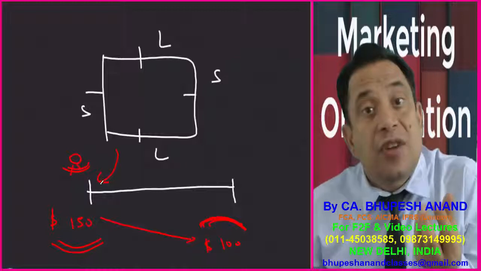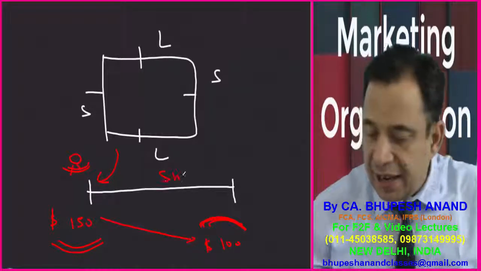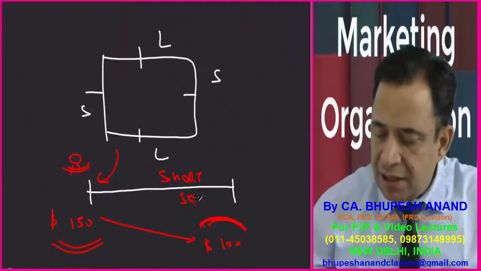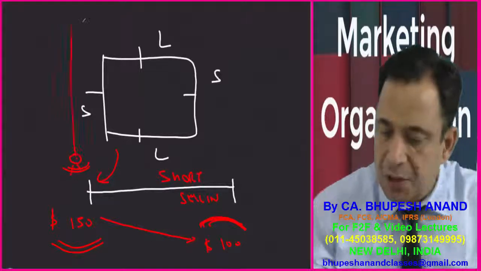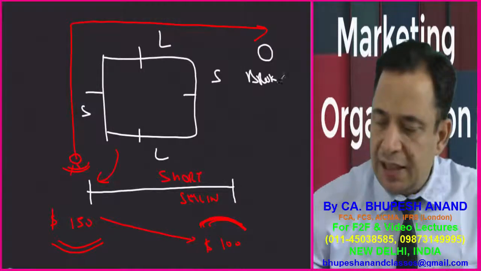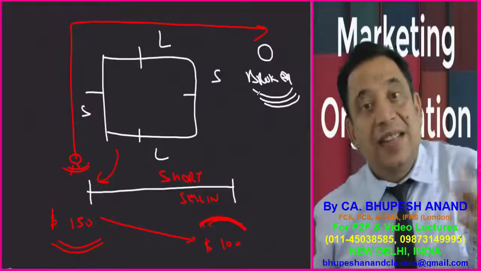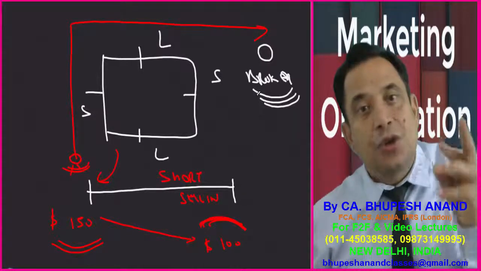So this type of strategy is named short selling. I repeat, it is named short selling. It means we are assuming that Mr. Ramlal is borrowing the stock from his broker. We are assuming that he is borrowing the stock from his broker and then selling it. And this strategy is named short selling.